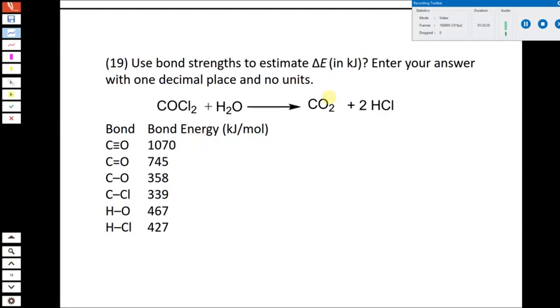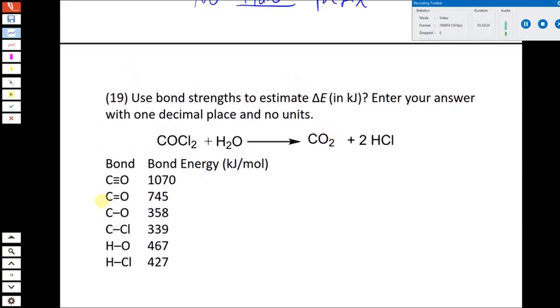So we have to be able to draw Lewis structures sometimes for these types of questions as well. Now I'm going to give you some shortcuts for doing this. So in COCl2, carbon is the central atom. It's the least electronegative.